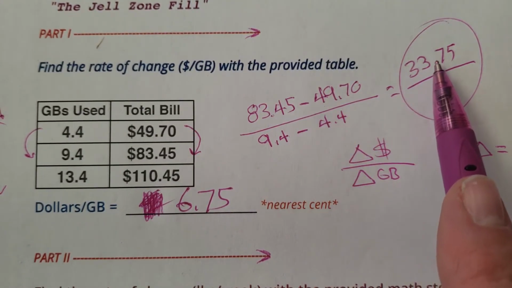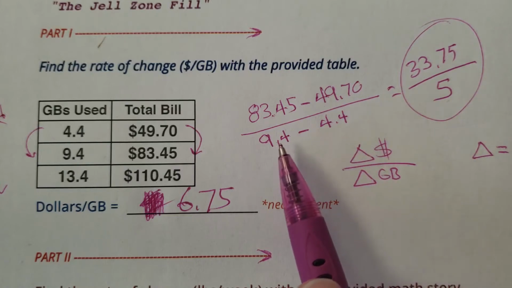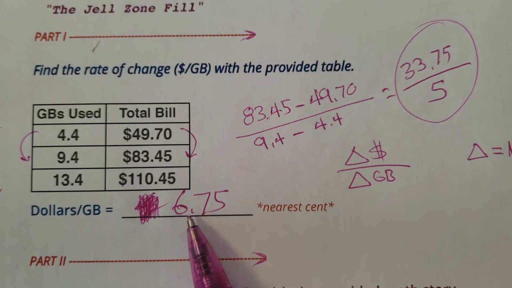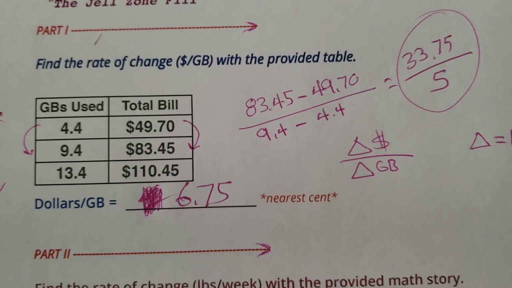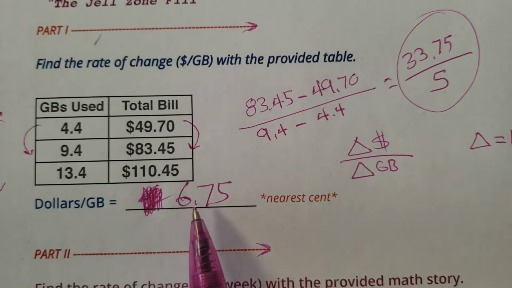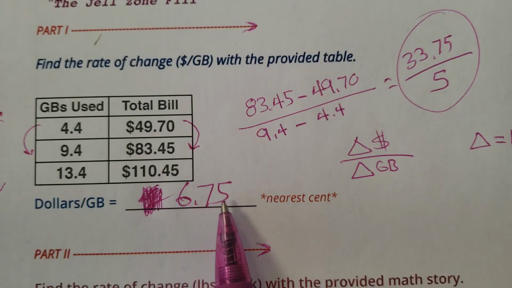I did the subtraction, got 33.75. I did the subtraction, I got a 5. I did the division, 6.75 would be my dollars per gigabyte. Notice I wrote down the dollar symbol. Don't do that. You don't need to put any symbols in these. Just give me the number to the nearest cent, 6.75.